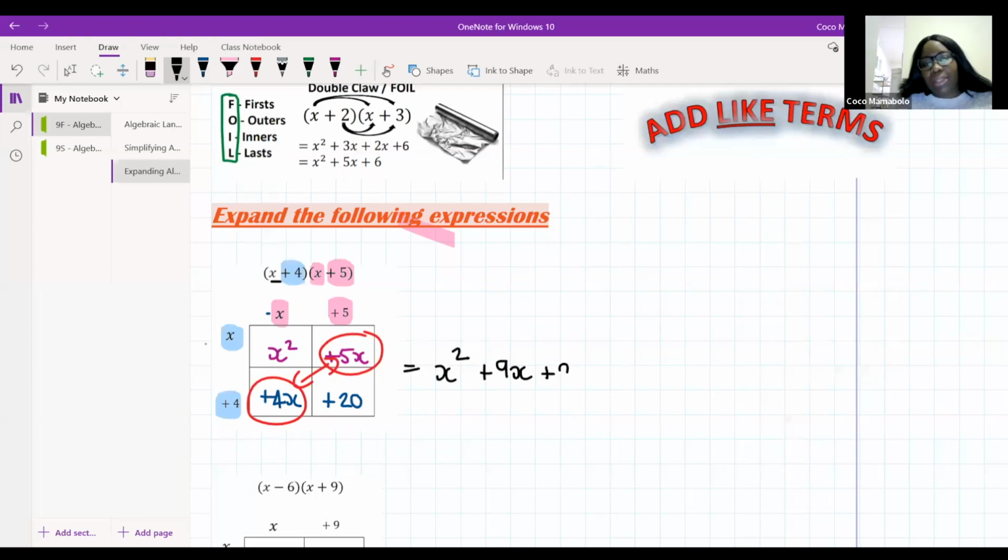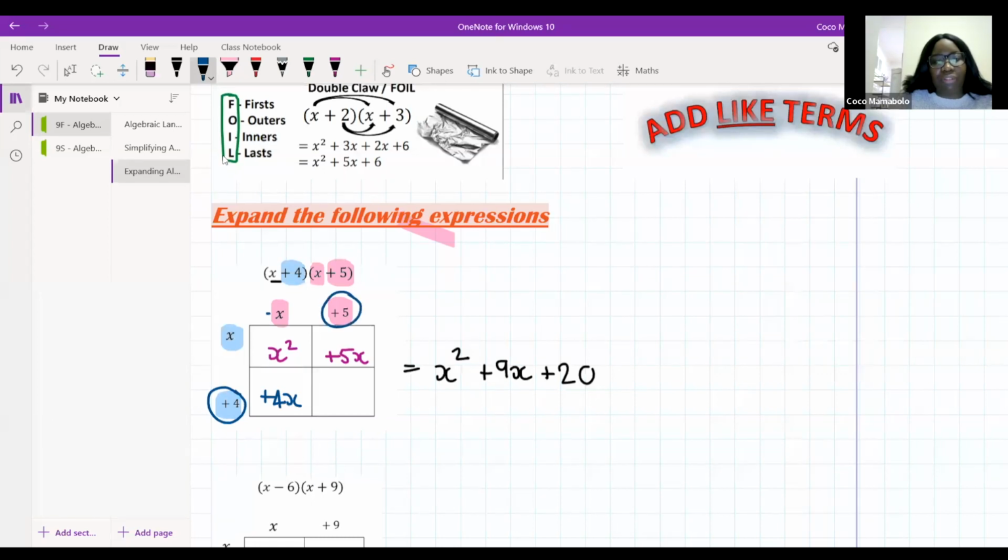And Karabo, I see Karabo saying, ma'am, how did you get 20? Karabo, I got 20 over here. Okay. We took positive 4 and we multiplied it with positive 5, and it gave us positive 20. Okay. So that's, you can see if we follow the grid, this is where they meet. That's where they meet, and that gives us positive 20.